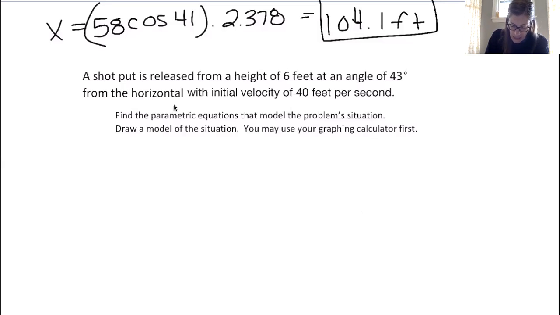So x equals the initial velocity, which is 40 feet per second, times the cosine of 43 degrees. And then that's just a number times t. Okay, oops, looks like you can't see what I'm writing. So let me stop and reshare my screen.